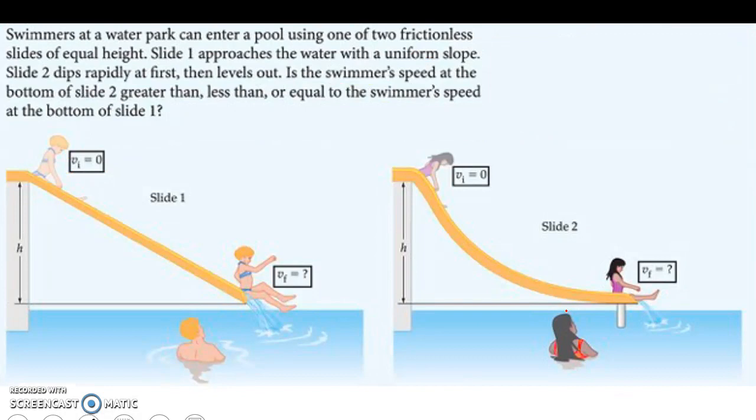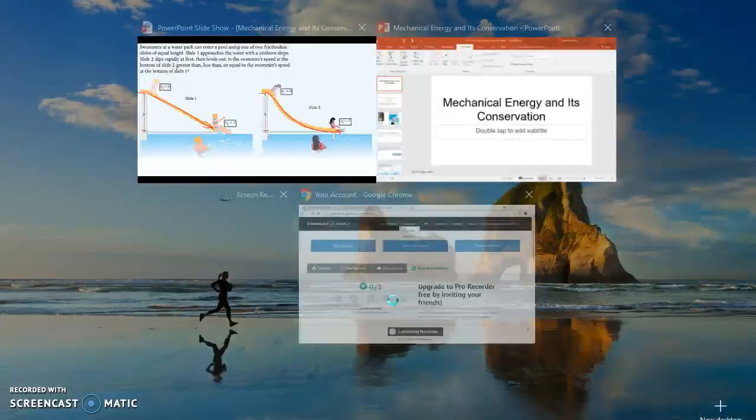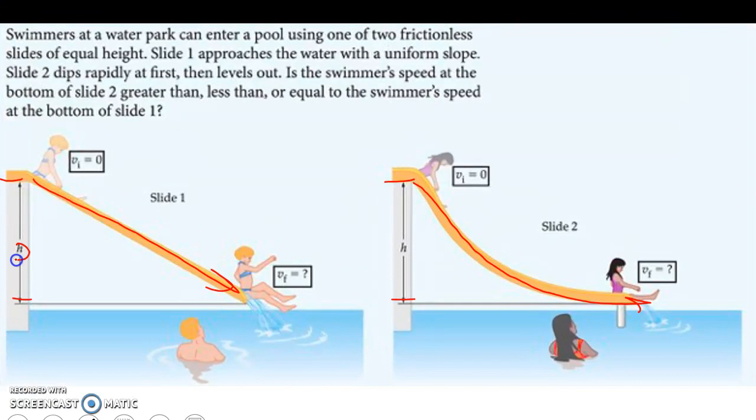All right, here's kind of a thinking problem. We have two slides. One goes straight down and one has a little bit of a slope and dips and levels out. They are both the same height. So the uniform slope versus the dip and leveling out, we want to talk about speeds. Which one is going faster? I want you to think about this. You can pause this if you want to.